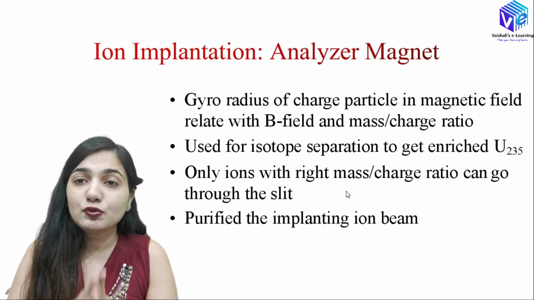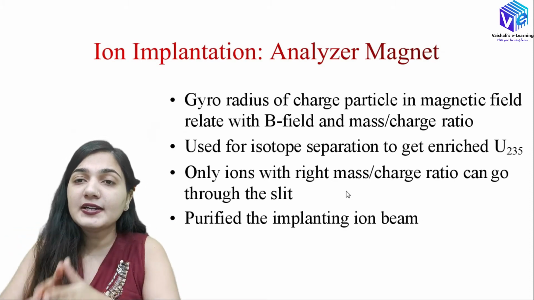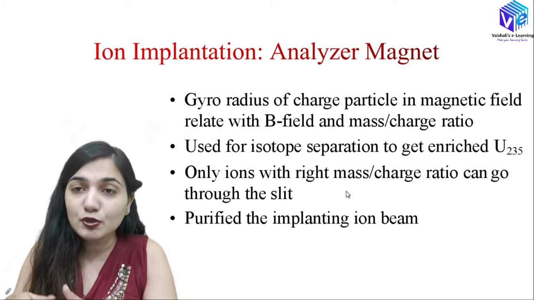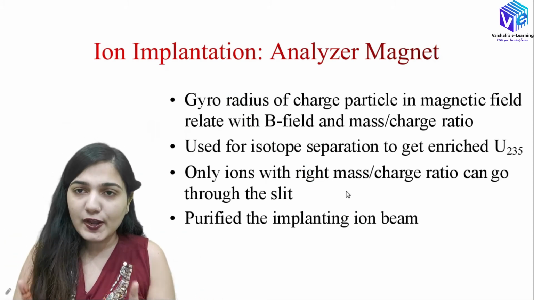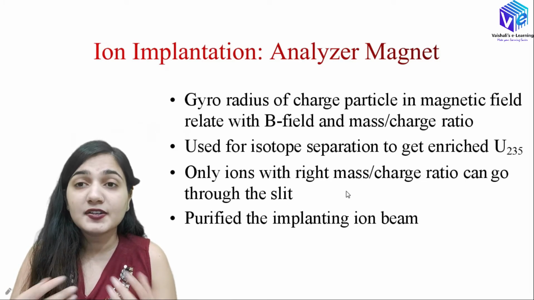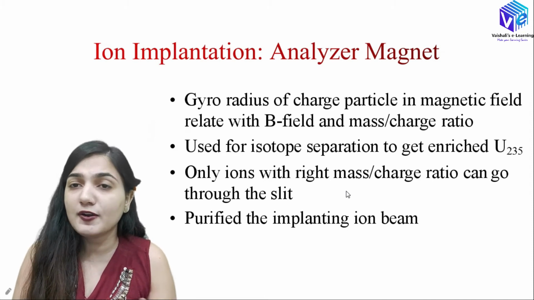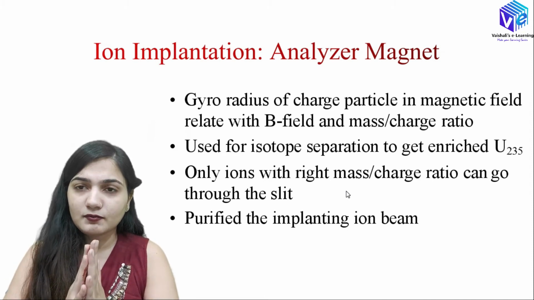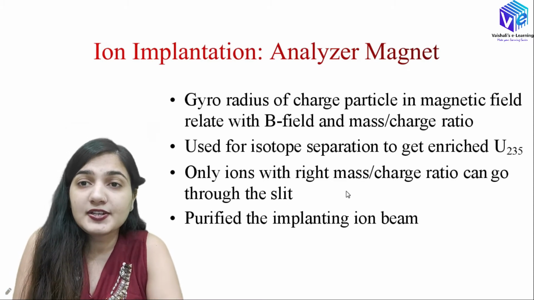So uranium-238 is heavier. It will have a different deflection than the uranium-235 when it is present in the same magnetic field. Okay, so I hope you understood how we are making the enriched uranium-235, which can be used to make the nuclear bombs. It can be used to make nuclear energy as well.